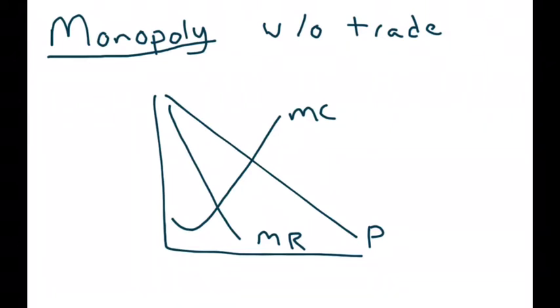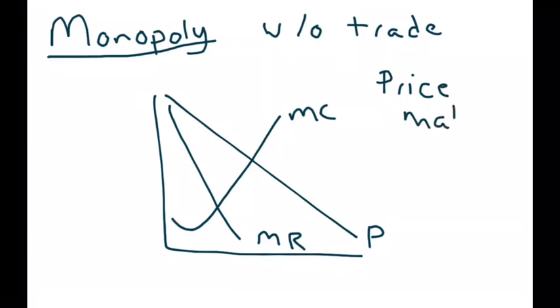So first, before we add in trade, let's review what happens with a monopoly when we don't have trade. We'll have a marginal cost curve, shown here. We'll have some demand curve, which tells you the price that the monopoly sells at, which is why I like to label it P. You'll often also see it labeled D for demand, which is kind of misleading. And then we have some marginal revenue curve. The monopoly is a price maker, right? It gets to decide its price.